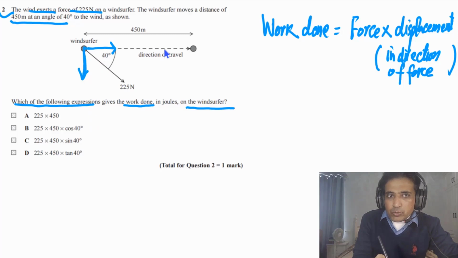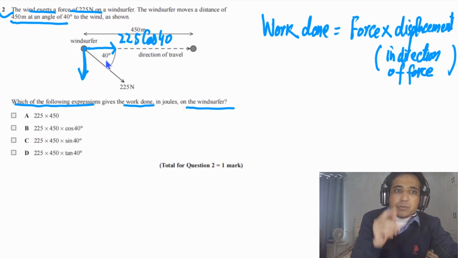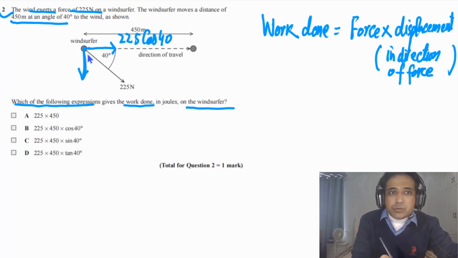The object is moving along this line, and the component of force along this line is 225 cosine of 40 degrees. The component with the angle is cosine, and the one opposite to the angle is sine. So we have to take the component with the direction of motion, meaning with displacement. So this component is 225 cosine of 40 degrees, and we need to calculate work done.